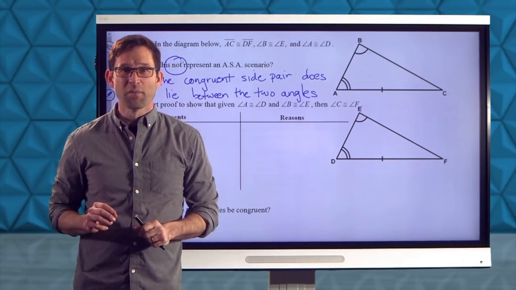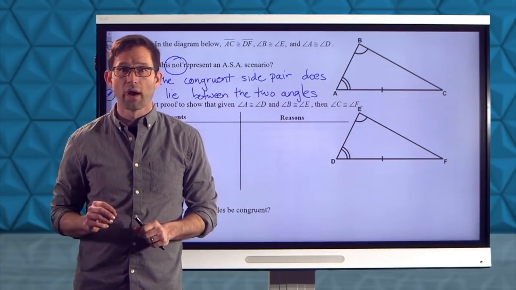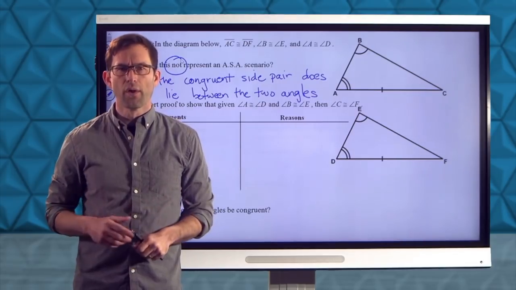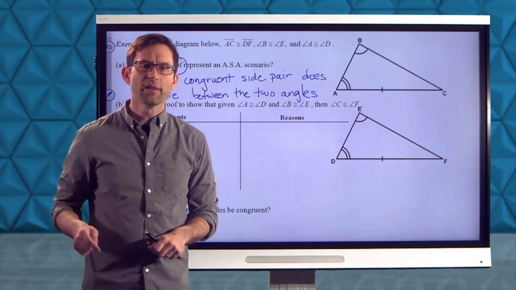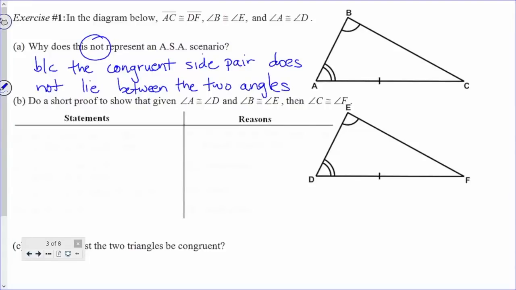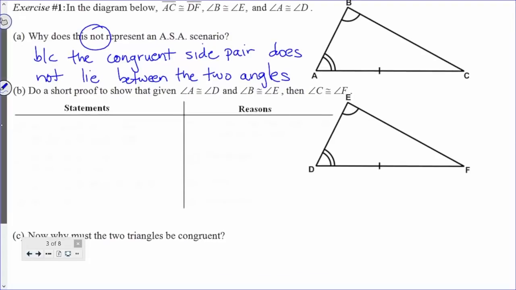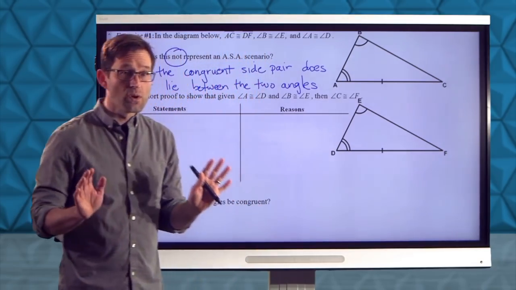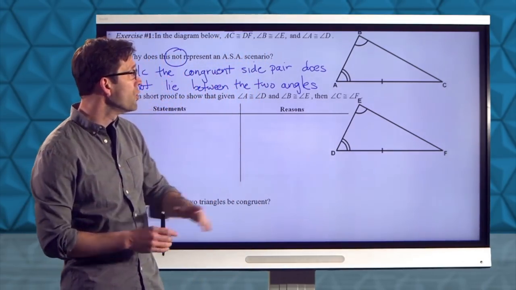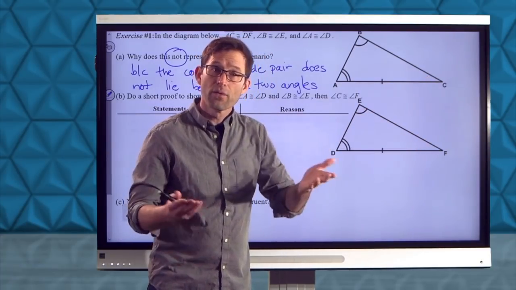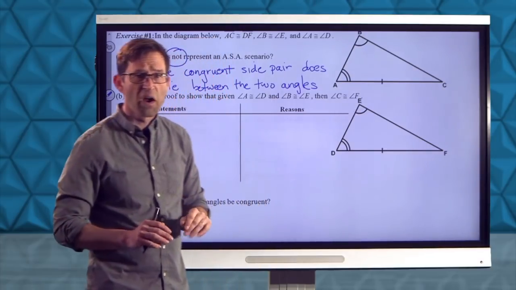And yet, ASA is going to be key in proving that these two triangles are congruent. Let's go through the proof together, all right? And then we'll have you do another proof on your own this lesson. But let's take a look at this proof, okay? Letter B says, do a short proof that shows that given angle A is congruent to angle D, angle B is congruent to angle E, then angle C is congruent to angle F. So right now, all I'm trying to do is prove that these two angles, angle C and angle F, are congruent to one another. All right, simple enough.